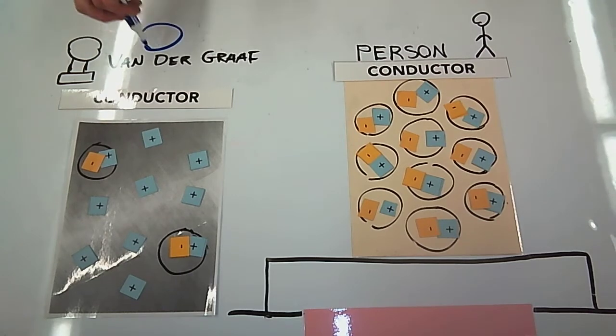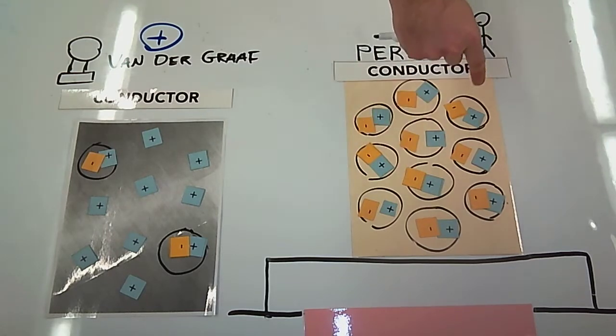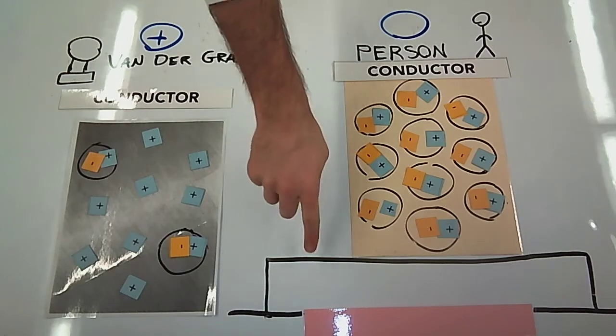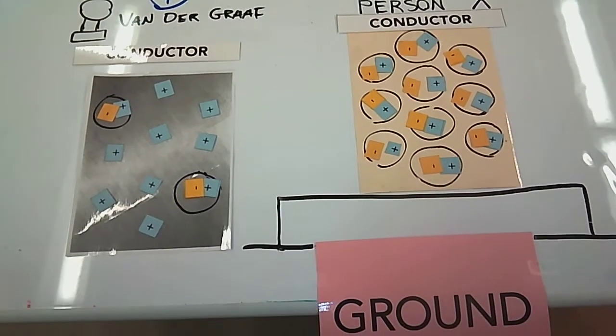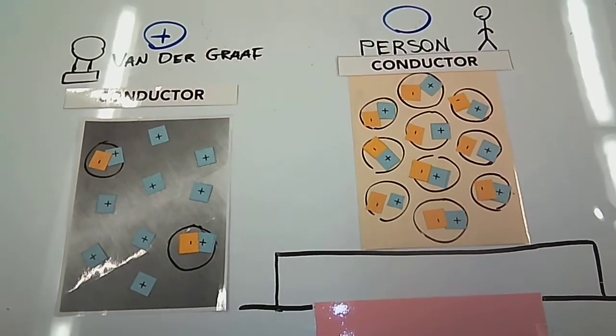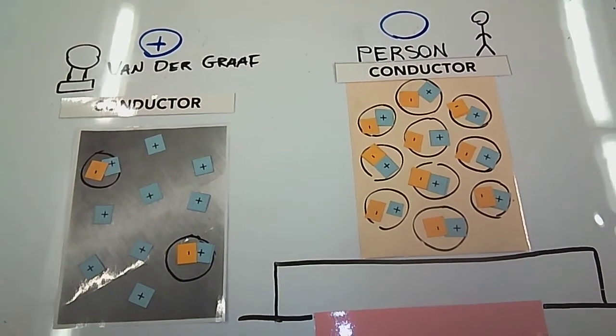Then I have my person, and my person is also a conductor. I'm going to make the Van de Graaff positive. The person is a conductor, which means electrons can move freely throughout the object, but the person right now is neutral, which means they have an equal amount of protons and electrons. And again, they are standing on a box, and the box is obviously on the ground. It's an insulated box, like a plastic box.